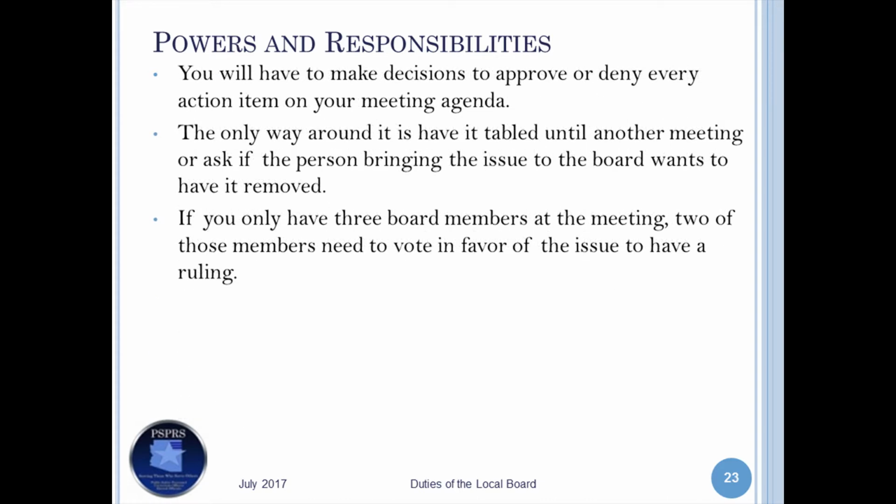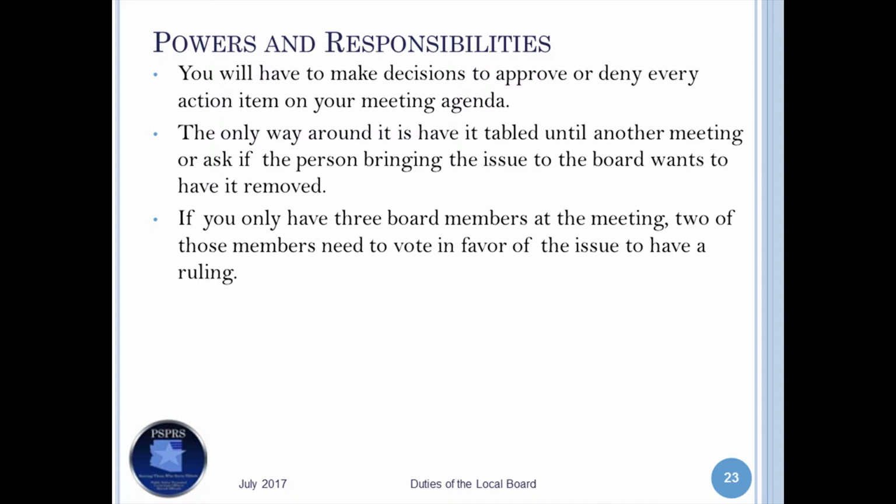You'll have to make decisions to deny or approve every action item on the meeting agenda. The only way around that is if you get to an item and you don't have enough medical information for, like, a disability, you just table that. Don't take any action on it. If you see something on the agenda that needs to be tabled, just do not take any action.